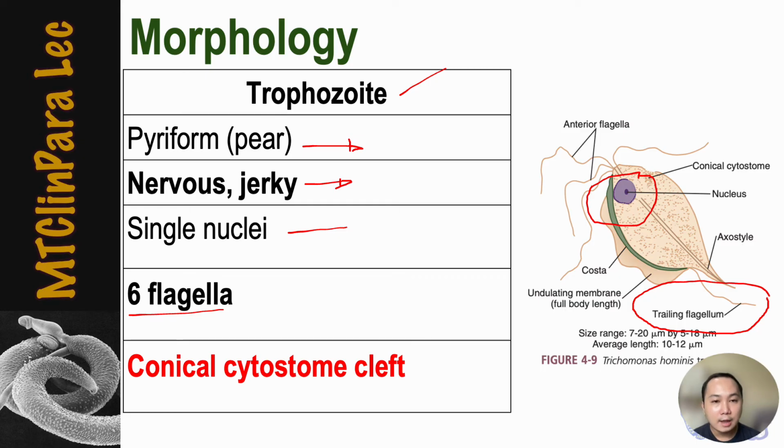But what is the most important characteristic of this trophozoite form for Trichomonas hominis is the presence of a conical cystosome cleft. Again, cystosome is the mouth. So as you can see here, there is a cleft, or a parang in Tagalog sira, or a cleft part in their mouth area. So that is diagnostic for this particular parasite.